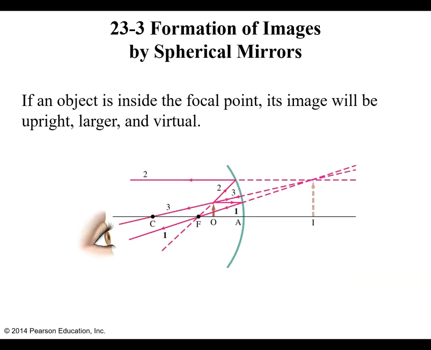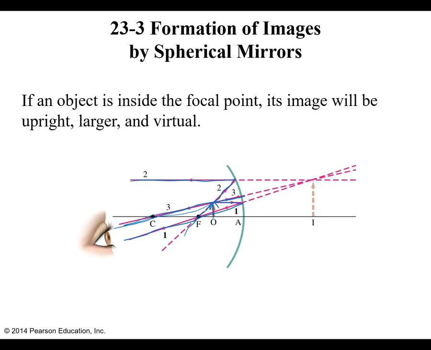But there are some cases where your light will not converge at a point in front of the mirror. For example, if you have an object here inside of your focal point F. If you do that, you can do your 3 lines. There's 1 line. There's 2 lines through the focal point to the point coming back out. And the third through the center of curvature. These points will never meet up.